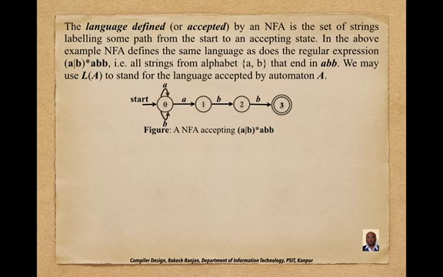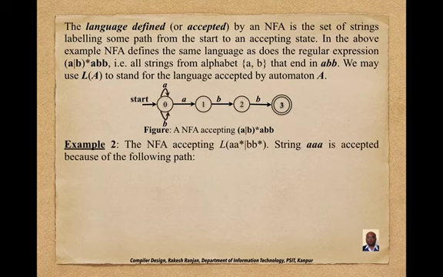Similarly, the language defined or accepted by an NFA is the set of strings labeling paths from the start to an accepting state. In the above example, the NFA defines the same language as does the regular expression (A or B)* ABB. So we can have an automaton L(A) which identifies the language, an NFA accepting L(A or B)*.